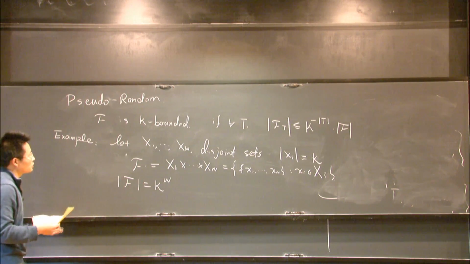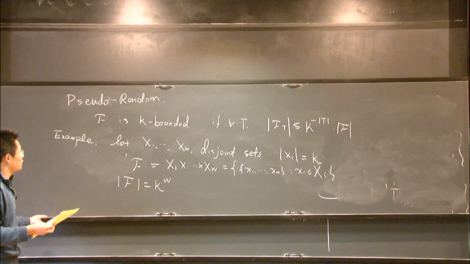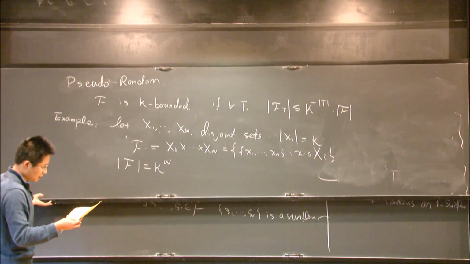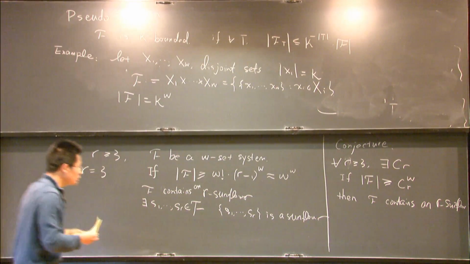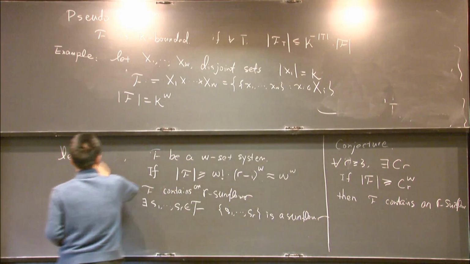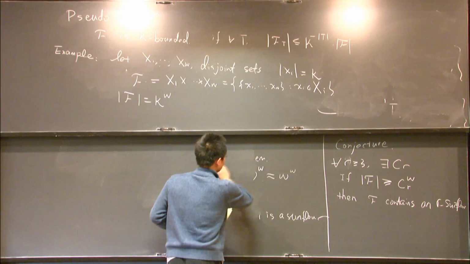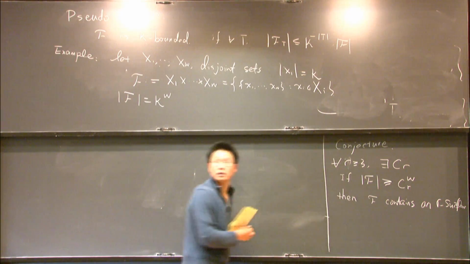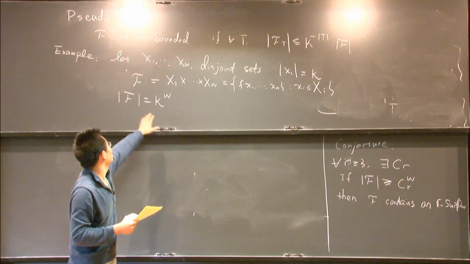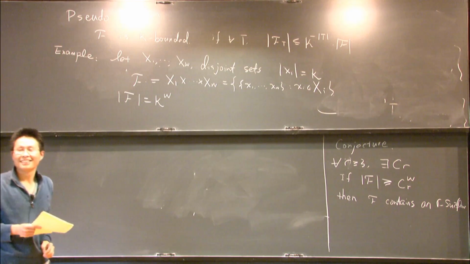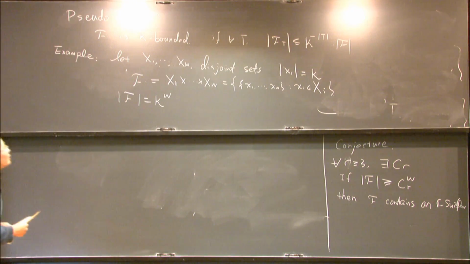Now, by the pseudo-random structure trade-off, we want to show the following property. It also has a w-sunflower, right? Yes, this example has a w-sunflower, made of disjoint sets. Yeah, exactly, for this example.